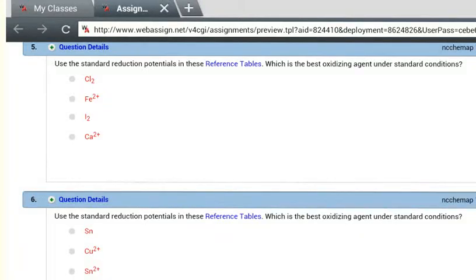We're going to look at 5 and 6 together, since they're the same question essentially. We want to know which of these is the best oxidizing agent. And you remember that oxidizing agents, they get reduced. Well, we're probably going to need to look in this reference table because the reference table will show us a relative order of these things. So let's look at it.